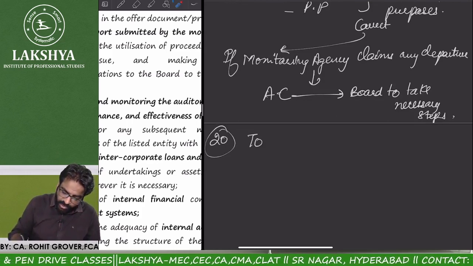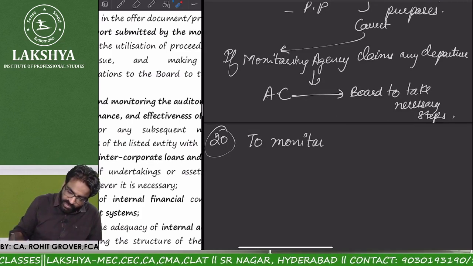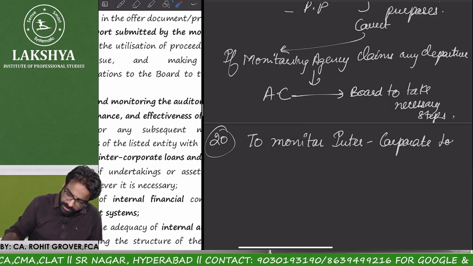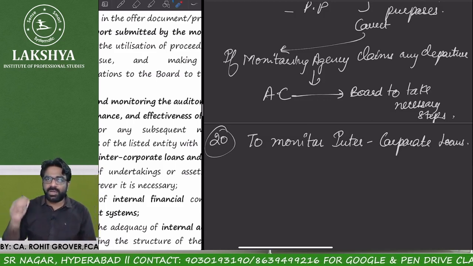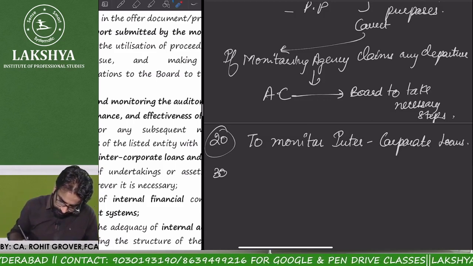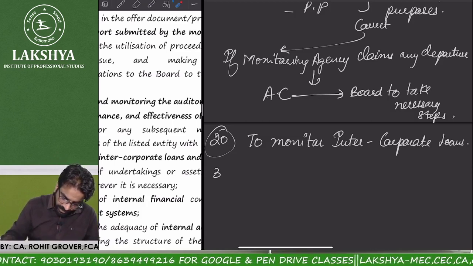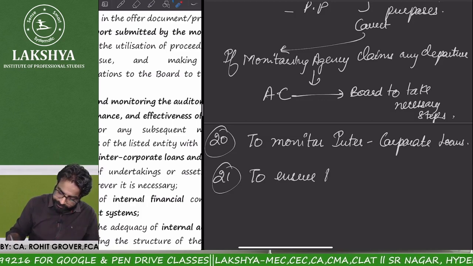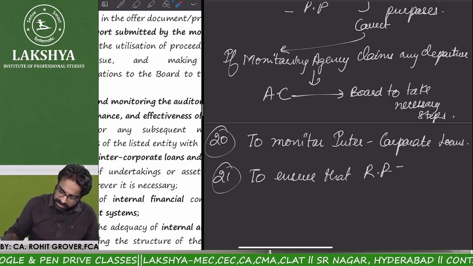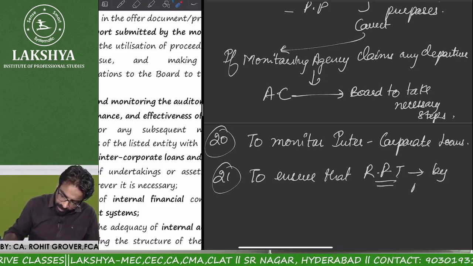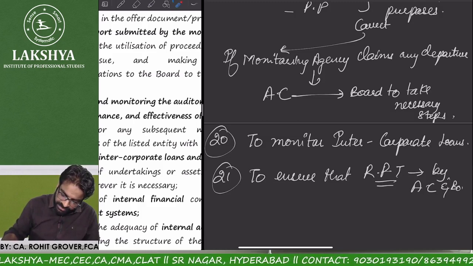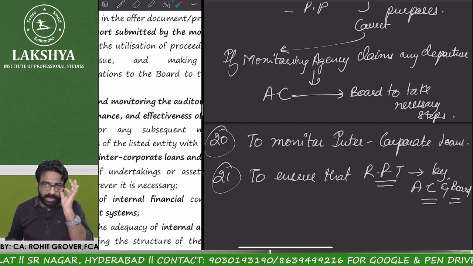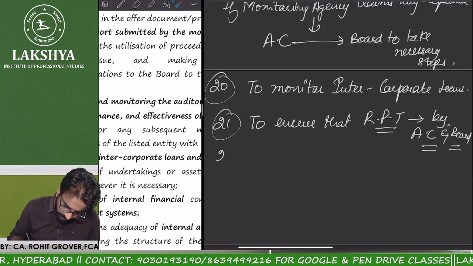Point number 20. To monitor intercorporate loans. To monitor which loans? Intercorporate loans. 21st point. What is the 21st point? To ensure that related party transactions are approved by the audit committee and board first before they take place. To approve the related party transactions by the board and audit committee itself.